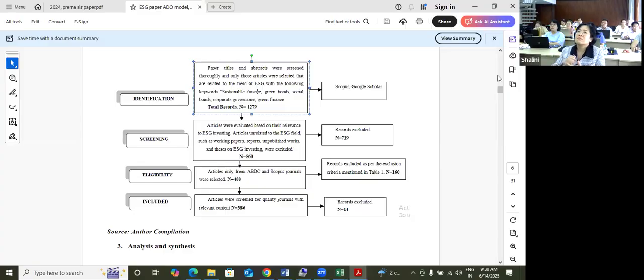So how do we go about it? It has 4 stages. This is the framework that we normally go for when we do an SLR paper, right? So initially, how many papers did I get? 1279 papers with the following keywords. I want each one of you to read this, the center part, the 4 parts. I want each one of you to read it.